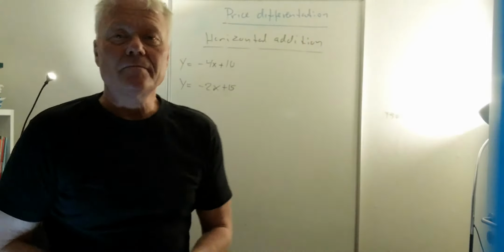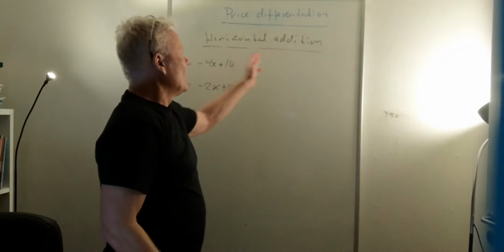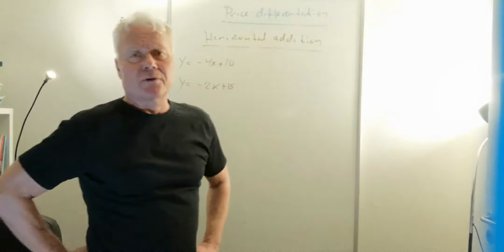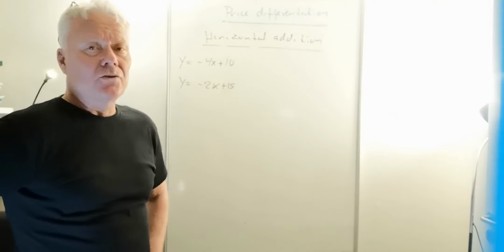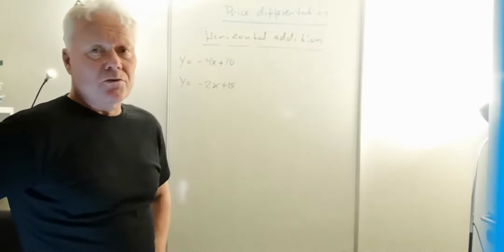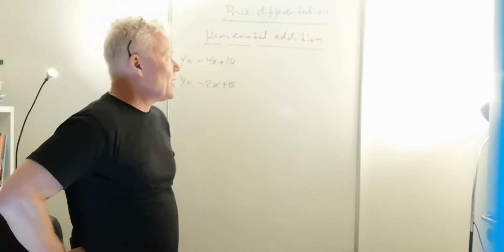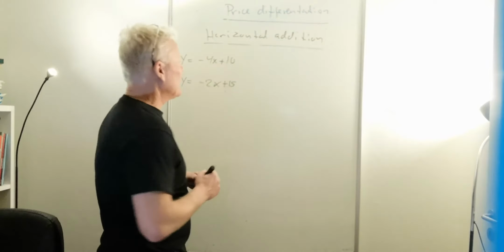Hi again. Now I'm going to tell you a little bit about horizontal addition, because when we are doing price discrimination, oftentimes we need to add horizontally because we have two price functions, and the only way we can do that is to do it in a manner like this.